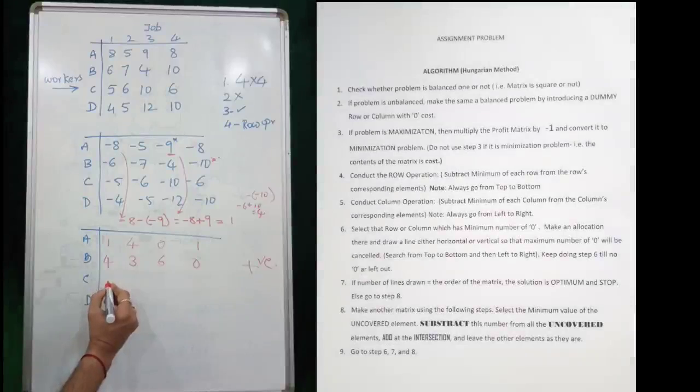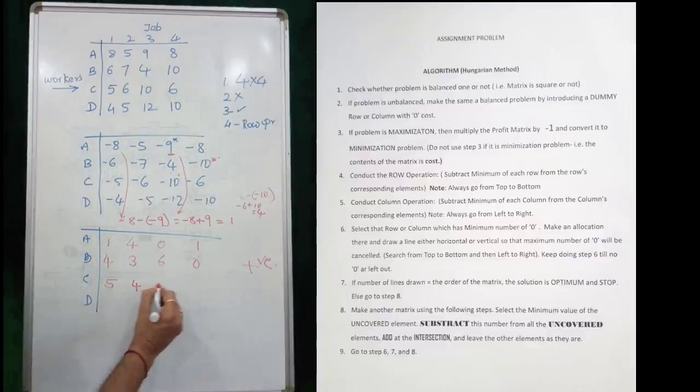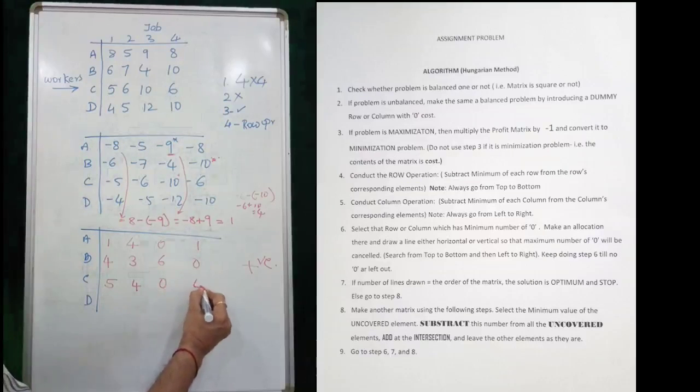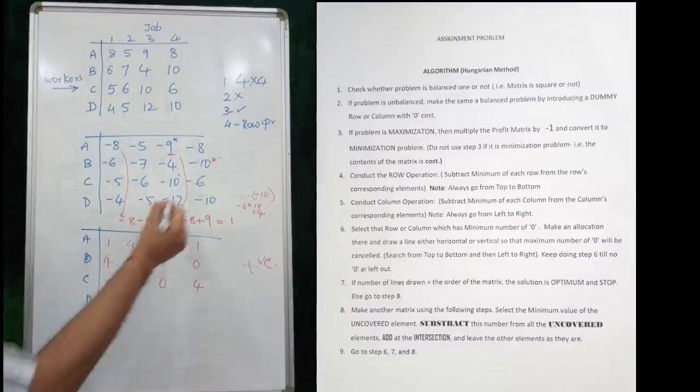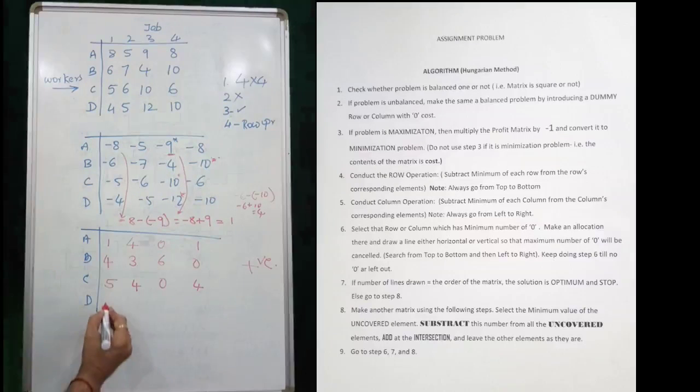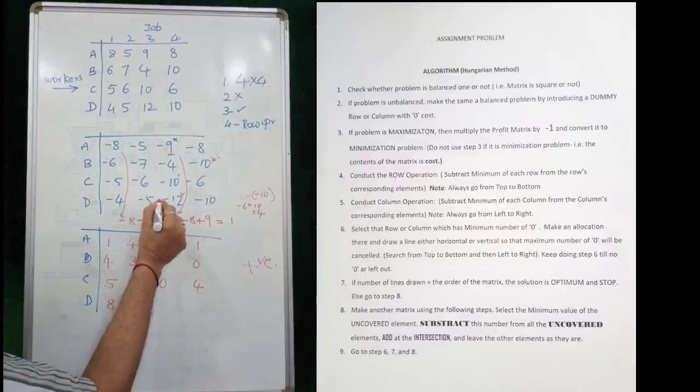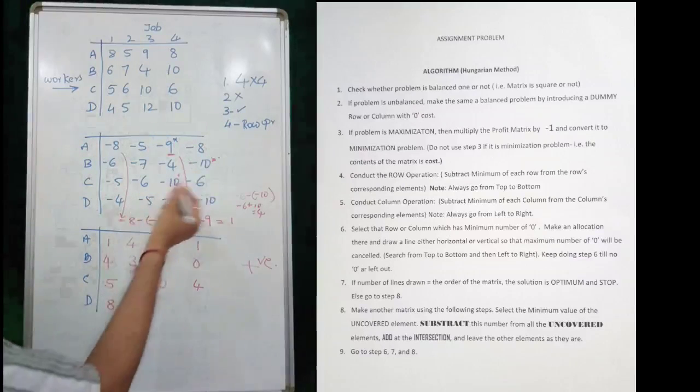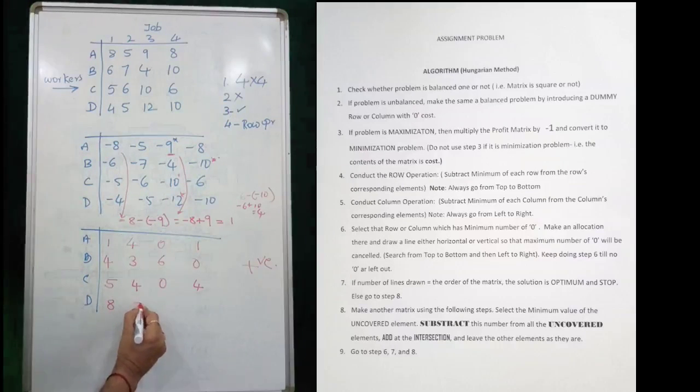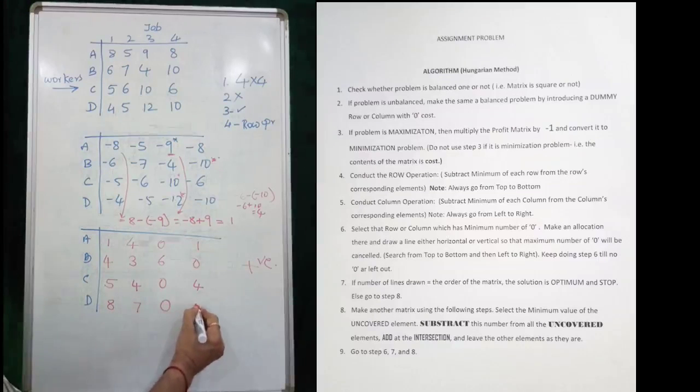Similarly, for C the minimum is -10 here. So I will get 5, 4, 0 and 4. And for D the minimum is -12. So I will get 8 here, then -5 minus of -12, so -5 plus 12, I will get 7. I will get 0 here and I will get 2 here. So I have completed my row operation.